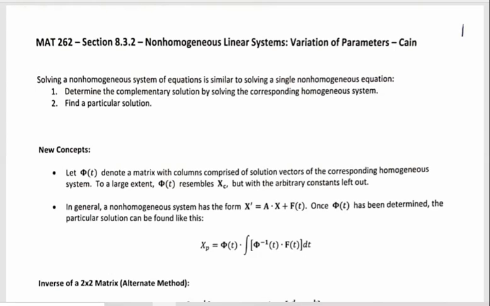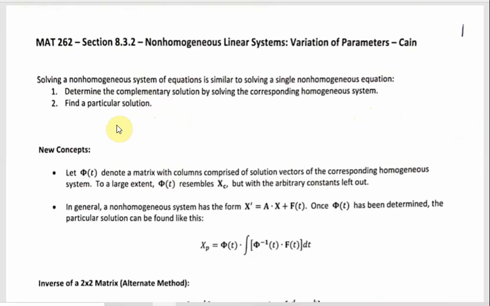The different pieces of section 8.2 all have to do with homogeneous linear systems, but you can also have non-homogeneous systems. In a general sense, the way that you would solve a non-homogeneous system is kind of like how you solve a non-homogeneous equation. You can see it here. You get a complementary solution and a particular solution.